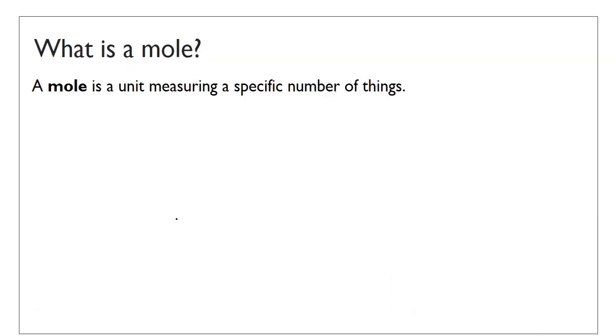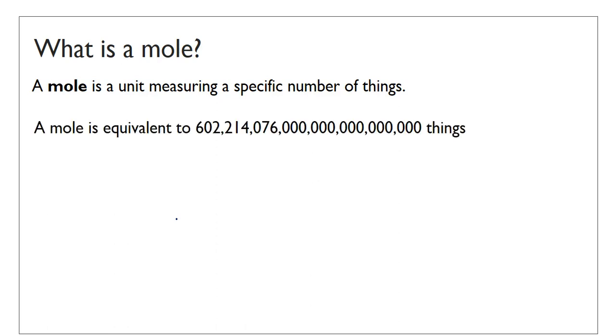So in this vein, a mole is really similar. It is also a unit measuring a specific number of things. It's just that the number of things in a mole is a lot bigger than what you normally see in a pair or dozen. So a mole is equivalent to this many things: around 602 billion trillion things. So it's a massive number.